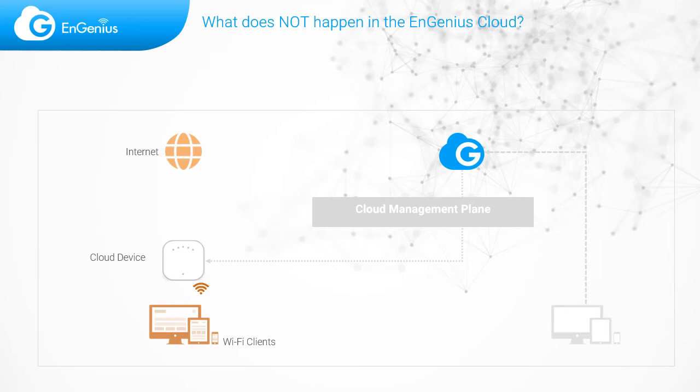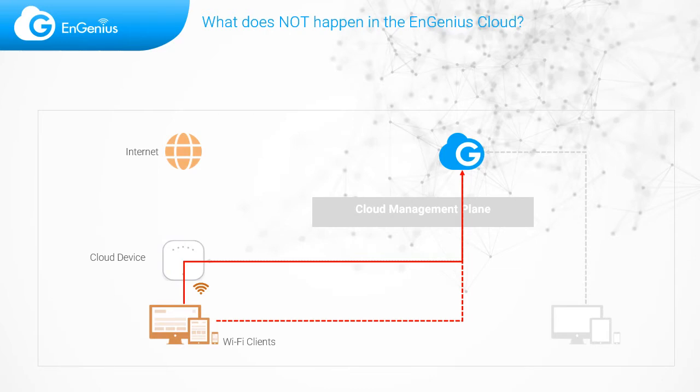What does not happen in the EnGenius Cloud? The word cloud often refers to a place somewhere where data is being stored. In the EnGenius Cloud, no user data is being stored. There is no user traffic going over the cloud, not like a VPN connection. No personal information is being stored in the cloud. No client traffic logging is done and stored.